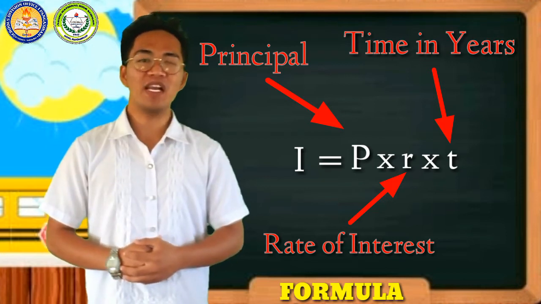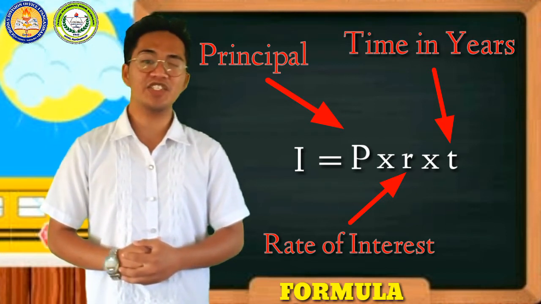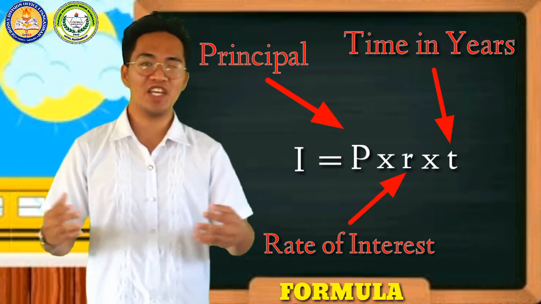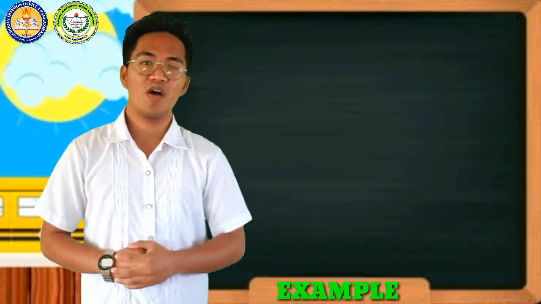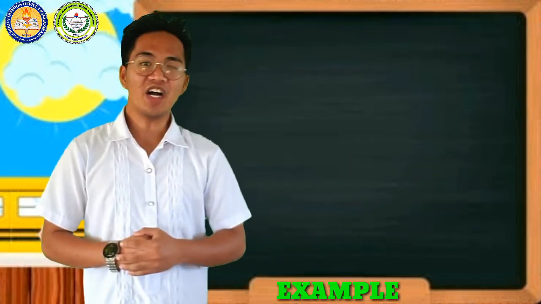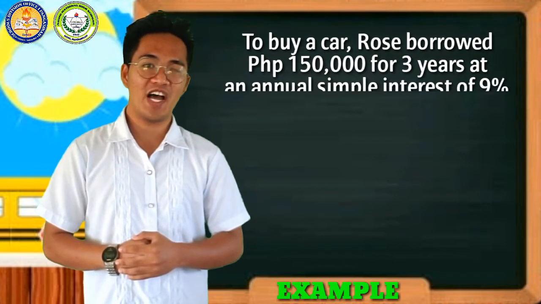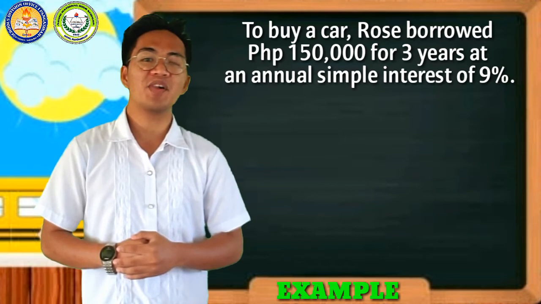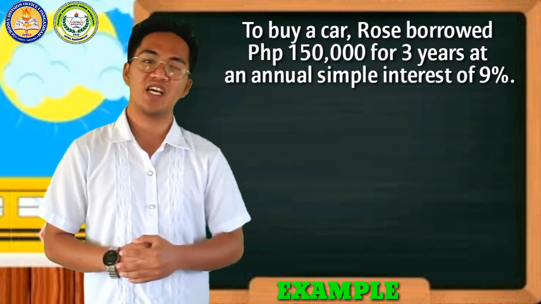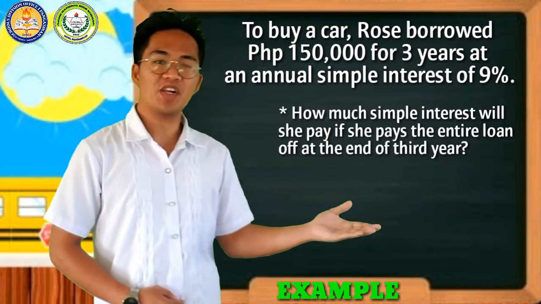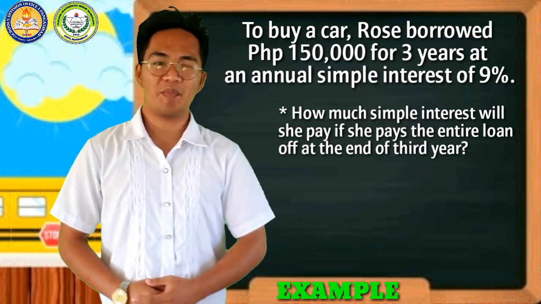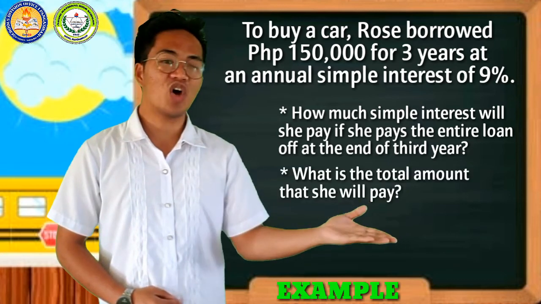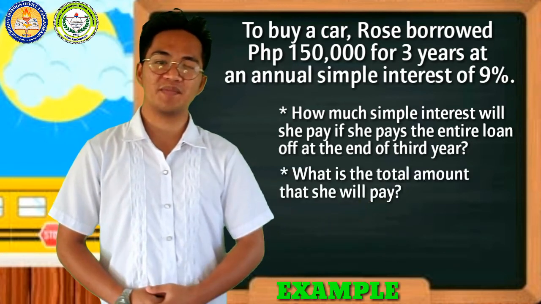Remember that in the formula, the principal P is the initial amount borrowed and time must be years to apply the simple interest formula. For example, to buy a car, Rose borrowed 150,000 for 3 years at an annual simple interest rate of 9%. How much simple interest will she pay if she pays the entire loan off at the end of the 3rd year? And what is the total amount that she will pay?